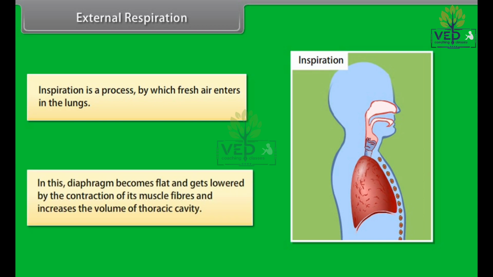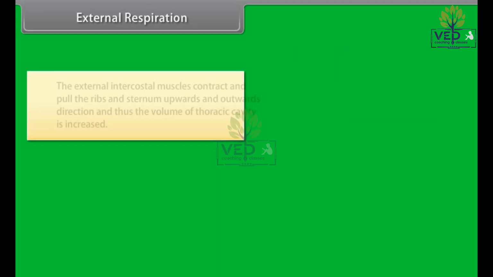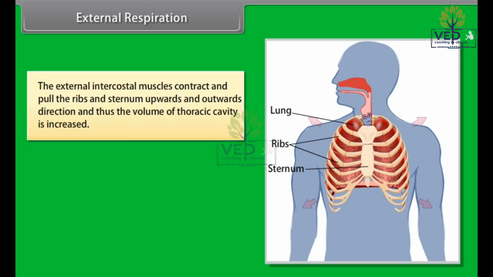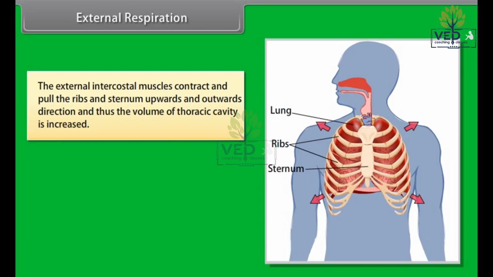In this, diaphragm becomes flat and gets lowered by the contraction of its muscle fibers and increases the volume of the thoracic cavity. The external intercostal muscles contract and pull the ribs and sternum upwards and outwards direction, and thus the volume of thoracic cavity is increased.